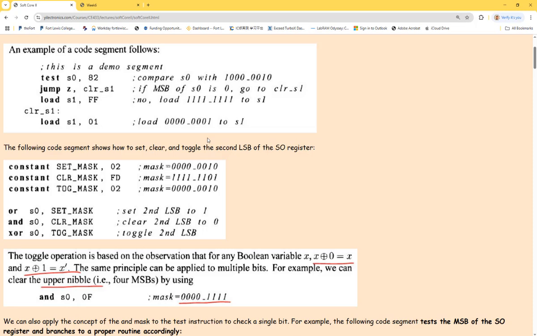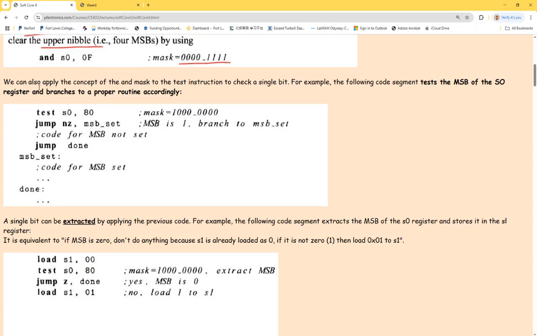What is number 4? Use assembly code to check bit 7 of S0. If the result is 1, assign this to S1. Otherwise, go to address symbol done and do nothing there. Which instruction should you use? Check a bit, check a certain bit. Yes, test with that mask. It's over here. See this one?